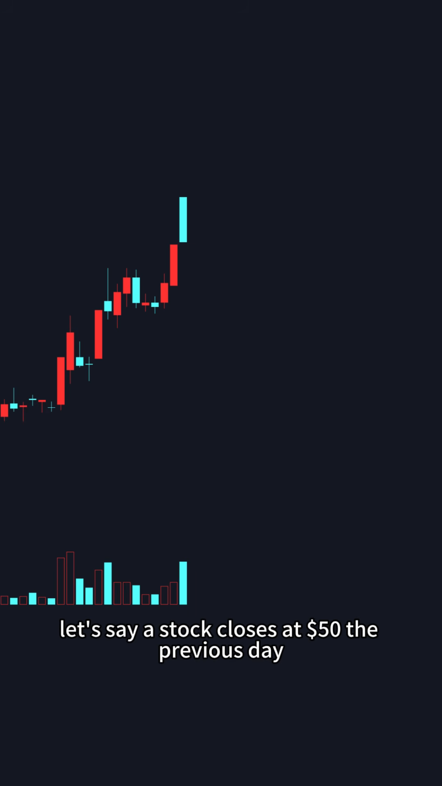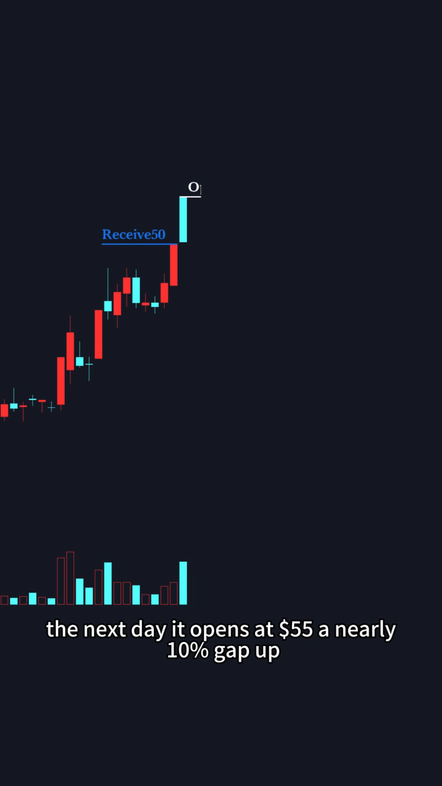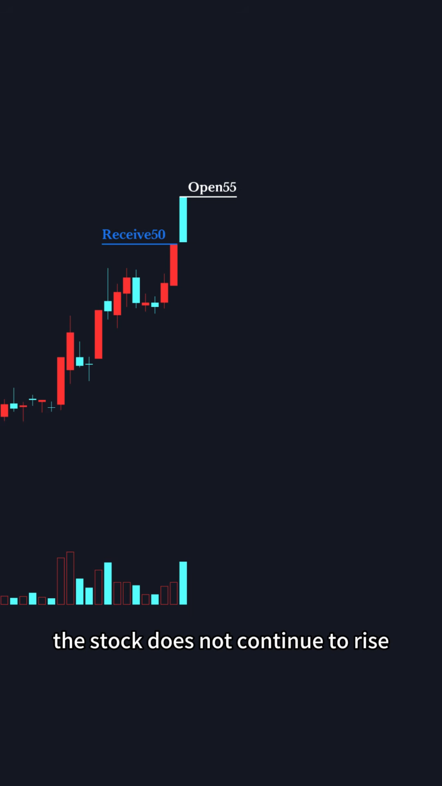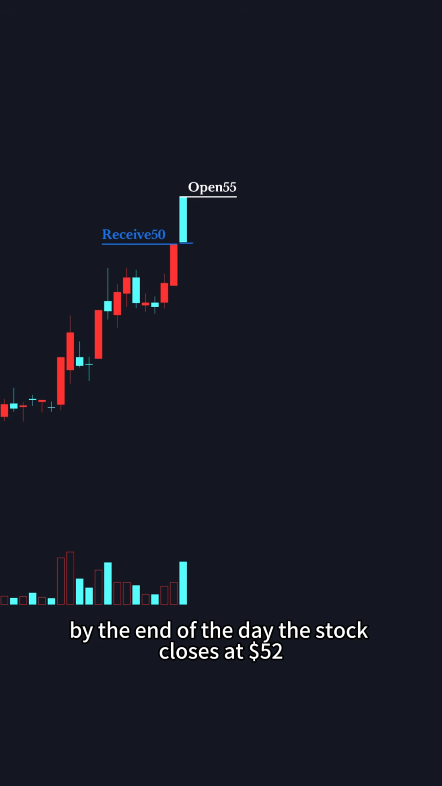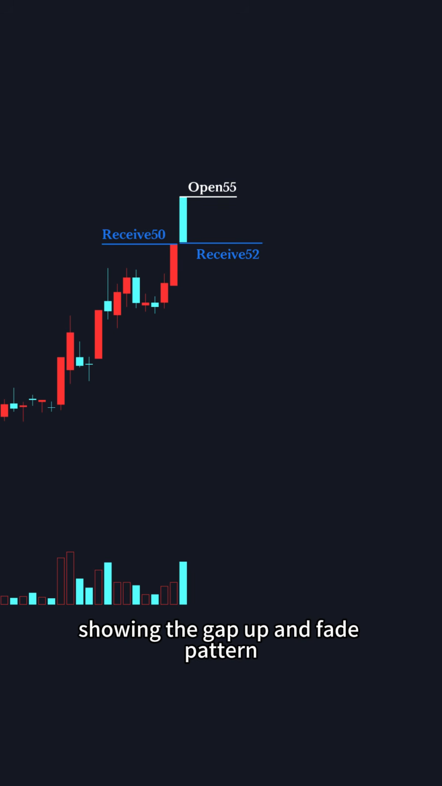Example. Let's say a stock closes at $50 the previous day. The next day it opens at $55, a nearly 10% gap up. However, after opening higher, the stock does not continue to rise but instead gradually falls. By the end of the day, the stock closes at $52, showing the gap up and fade pattern.